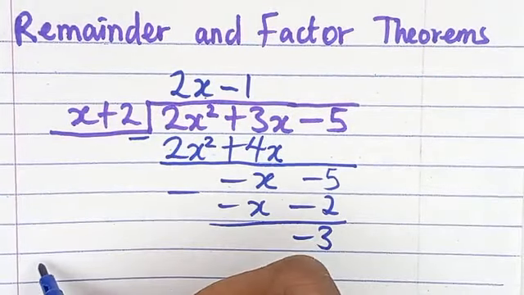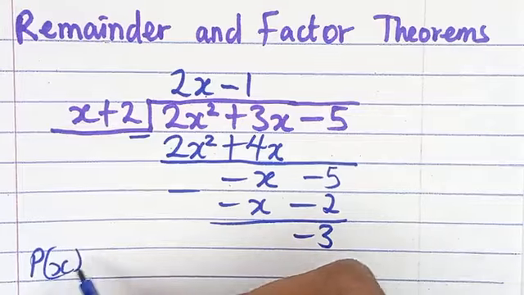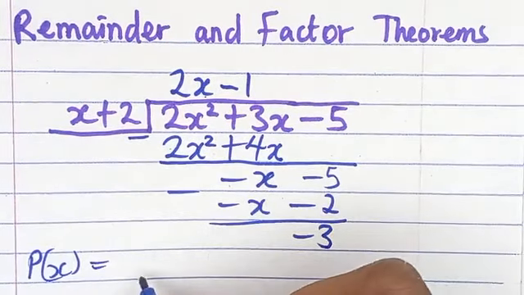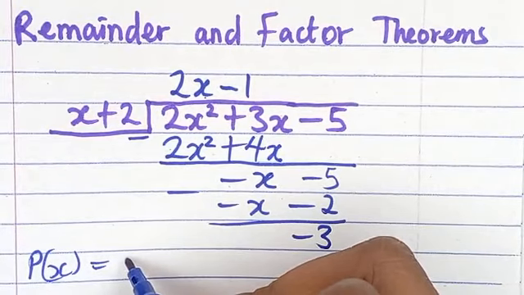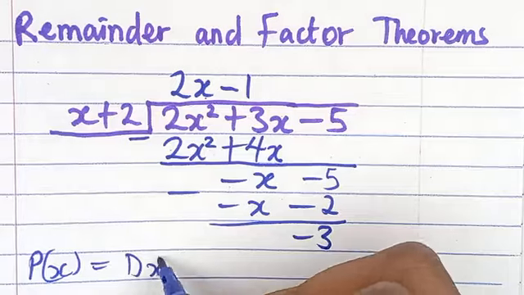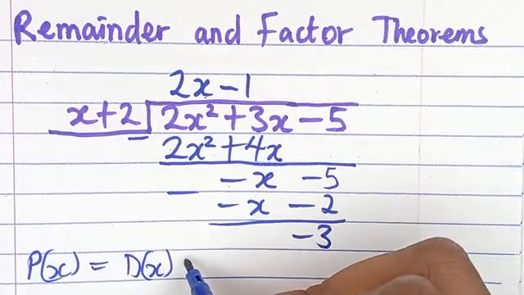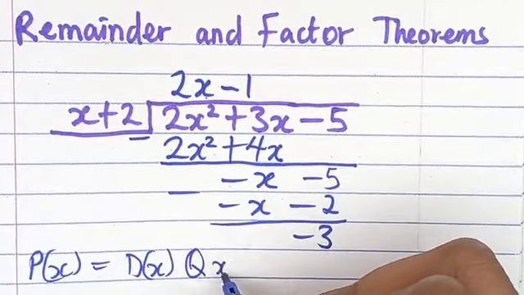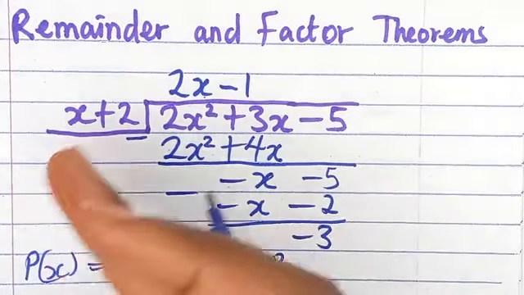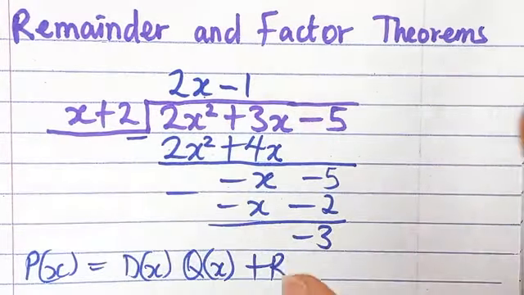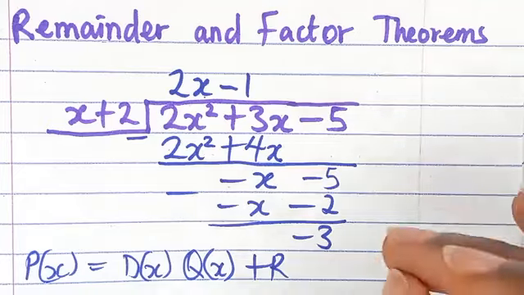That the polynomial in terms of x is equal to the divisor, I'm using divisor, multiplied by the quotient plus the remainder. So you can as well go ahead and write it that way. But that's not what we're here to discuss. We're here to discuss the remainder theorem.